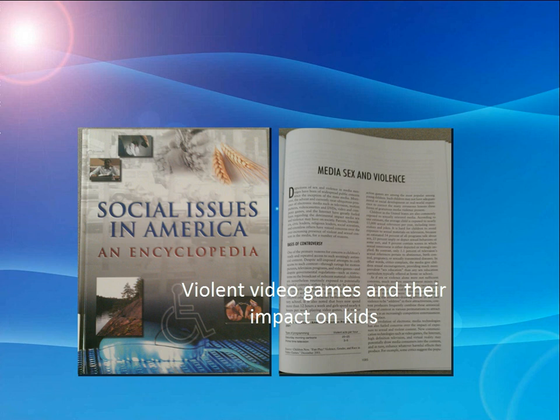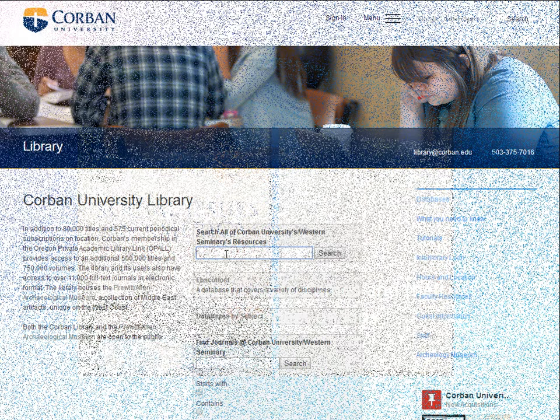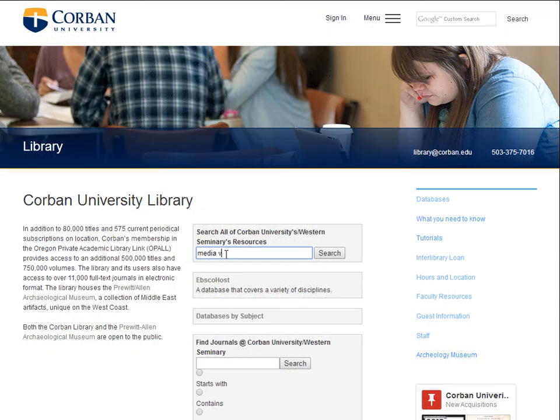Even though I have a more specific topic, and I know after looking at the article that there are articles and books written about them, it might be helpful to see what is available at Corban University's library. Two key words for my topic are media and violence. Try to find a key word or two from your topic to do a search.